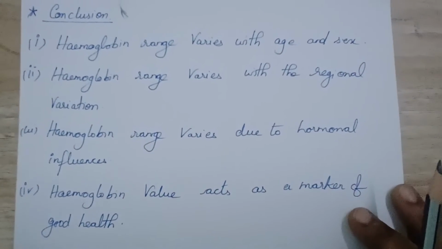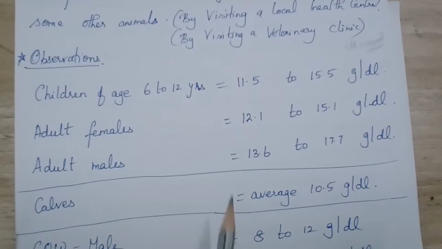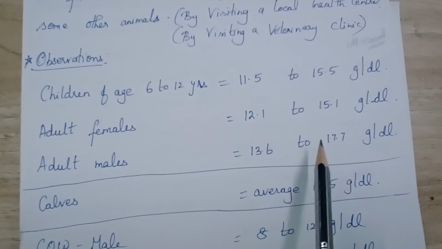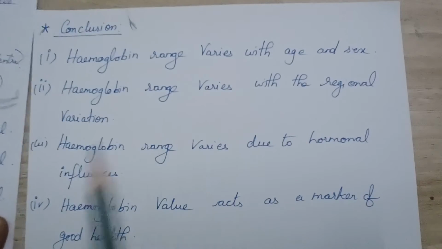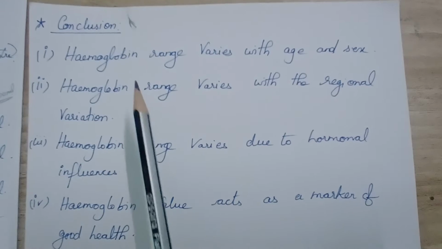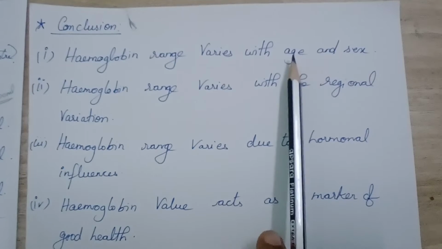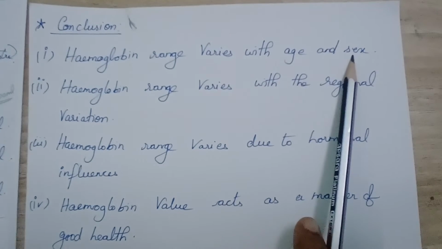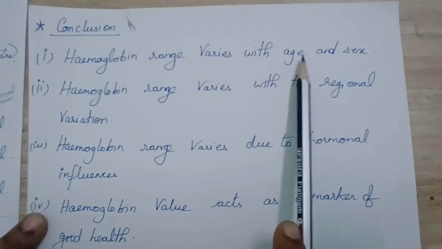So what is the conclusion? From the observation, if we see the range for children, females and males, nothing is the same; it differs. So what is our conclusion? Hemoglobin range varies with age and sex. For children it is different, for adults it is different, for males it is different, for females it is different.